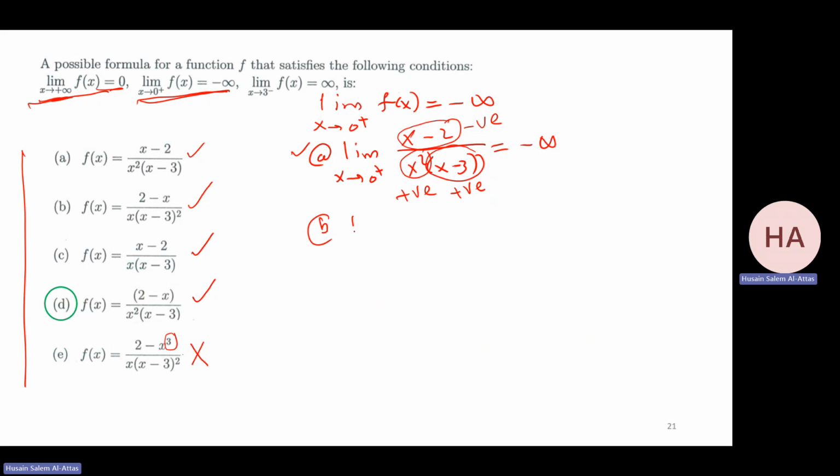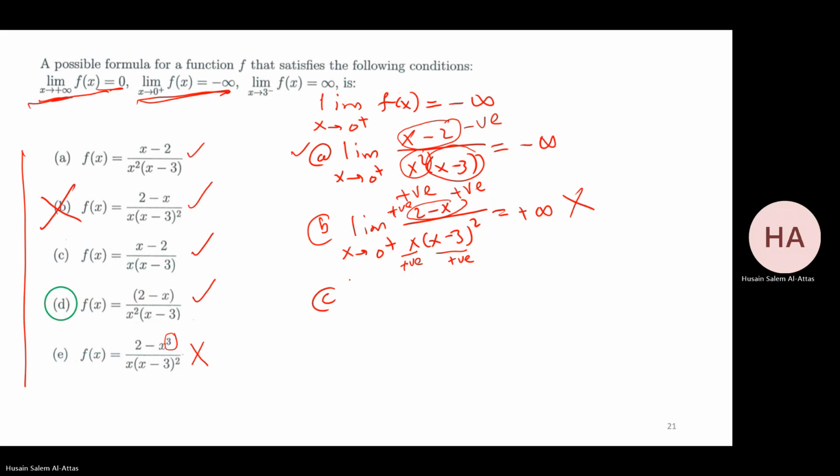B. Limit as x goes to 0 from the right for this function. Do the same. I have non-zero over 0 when we substitute, so I have infinity category. Here it's positive. Here it's positive. So the answer is +infinity, but I want it to be -infinity. So this is rejected. B is wrong.